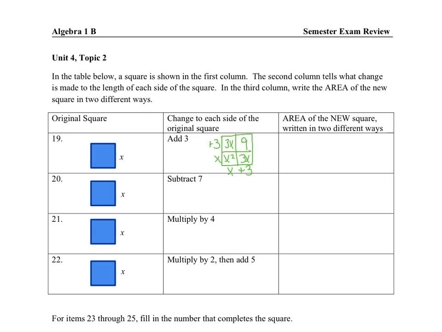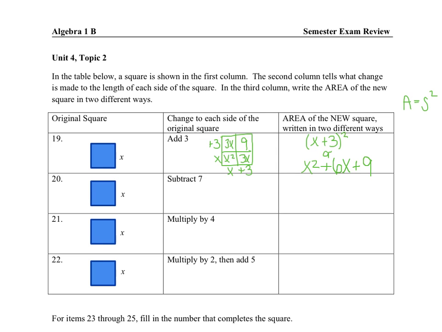So there's two ways for us to write the area. We can write it in terms of the side lengths, because remember that area of a square is the side squared. So here we can have x plus 3, the side length, squared. Or we can write out what makes up the area. And that would be x squared, we have two 3x's, so 6x, plus 9.